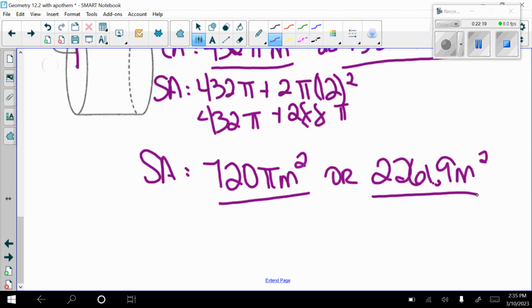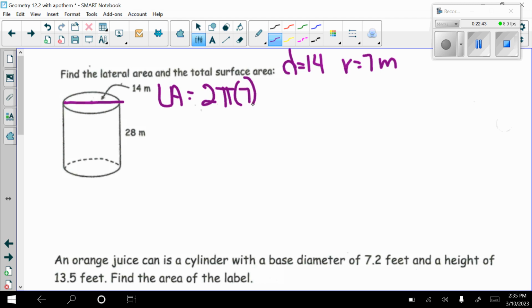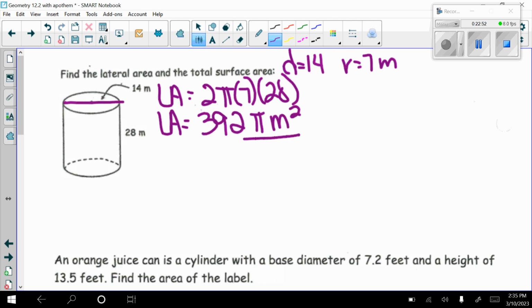All right, last page of notes, on the lateral area and the total surface area. So again, I see that I have a cylinder. They're telling me that the diameter all the way across is 14. So if my diameter is 14, remember that diameter is all the way across, radius is halfway across, so my radius then is 7 meters. So the lateral area is equal to 2 pi, radius 7, height 28. So the lateral area is equal to 392 pi square meters, or I can multiply that all out and get 1,231.5 square meters.